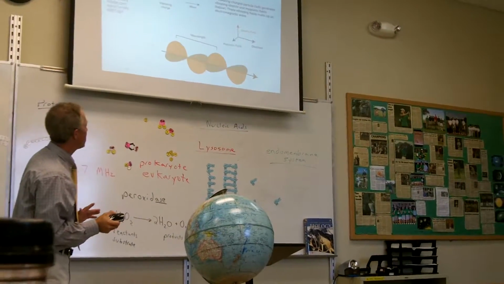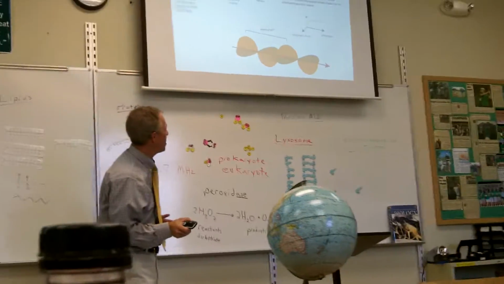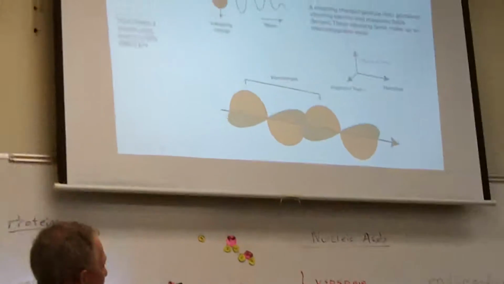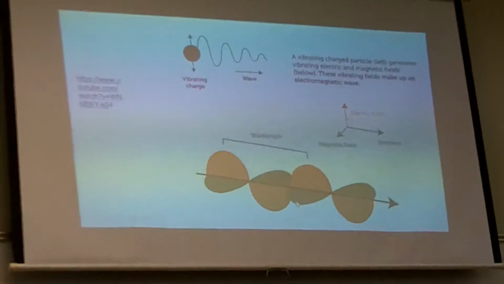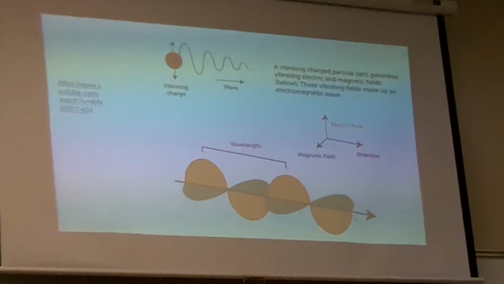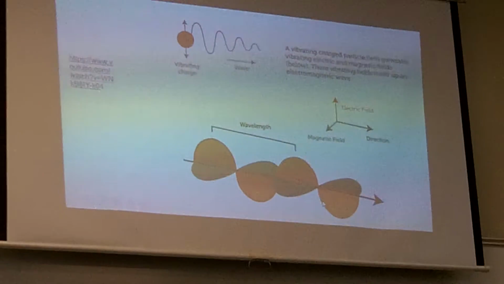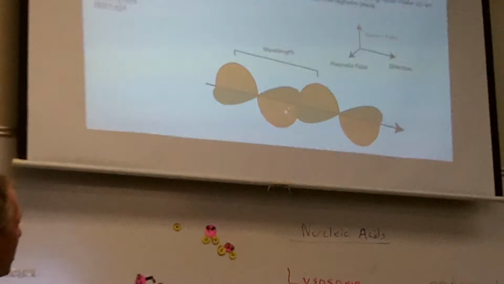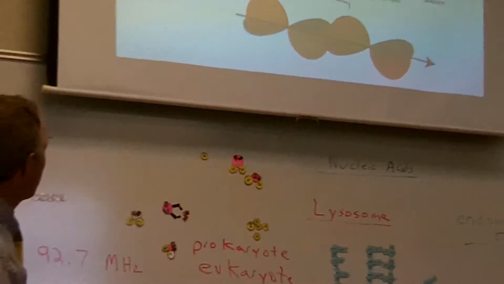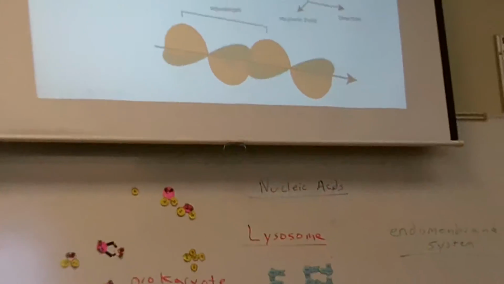The waves consist of an electric field that vibrates this way and a magnetic field that vibrates perpendicular to it. Now, why these fields are there is kind of beyond this class. It's more of a physics class. But I'll show you a little video of it that might give you a better sense.